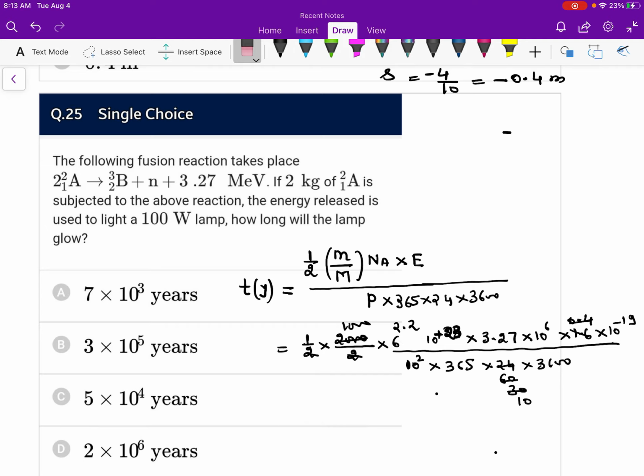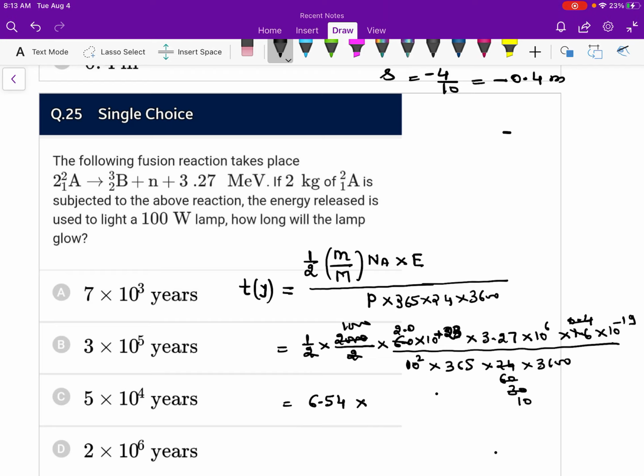So this is 6 into 10 to the power 3. So 3 tens are 30 and 3 twos are 6. So this is 3.27 into 2, which is 6.54. Okay, so 6.54.